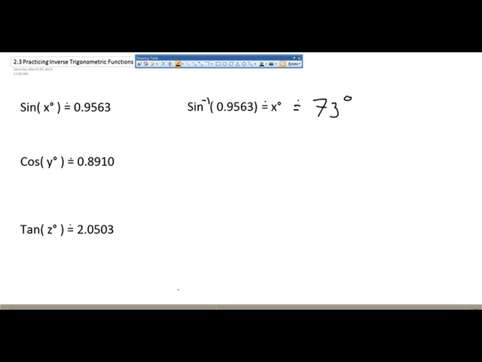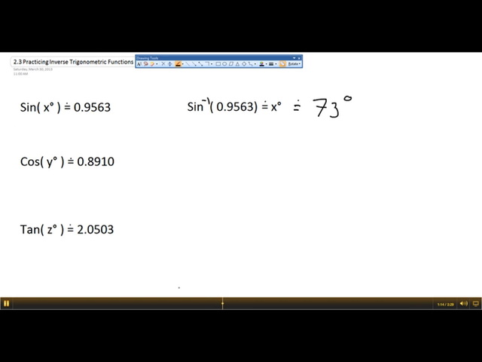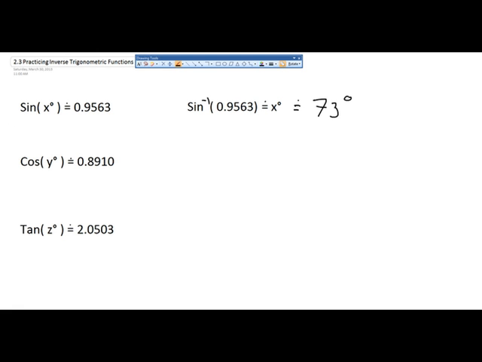to 73 degrees here. Okay, so what we say then is that if the sine of x is approximately 0.9563, then x is approximately 73 degrees. So I want you to pause the video, and I want you to try out cos and tan with the same work shown.